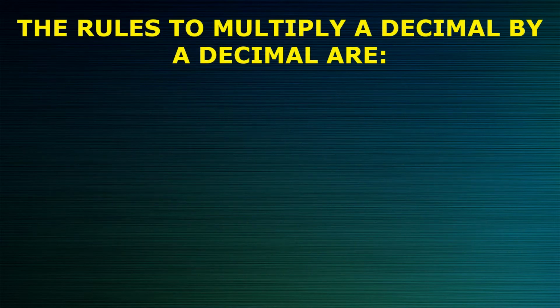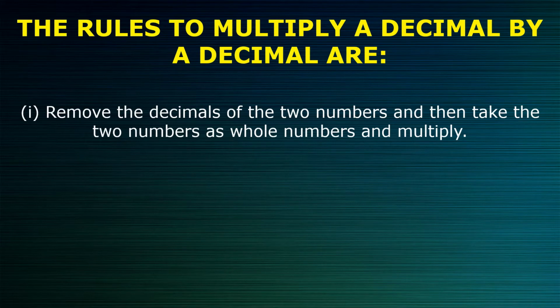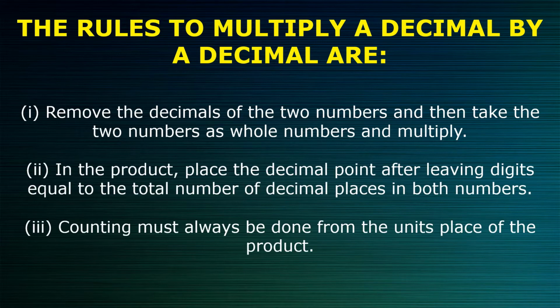The rules to multiply a decimal number by a decimal number are: first one is remove the decimals of the numbers and then take the two numbers as whole numbers and multiply. Second one is in the product, place the decimal point after leaving digits equal to the total number of decimal places in both the numbers. Third one is counting must always be done from the unit place of the product. So these are the rules to multiply decimal numbers by decimal numbers.